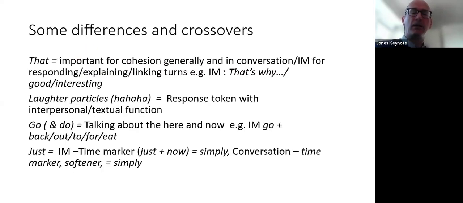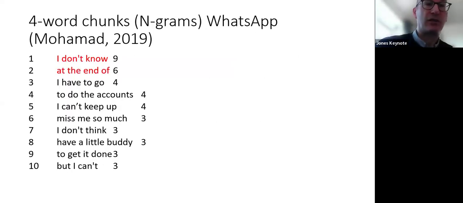Okay. If we move on to looking at the chunks in corpus terms, these are called n-grams. So if we search for the full word chunks in the WhatsApp data, we find there is a limited amount of data here, so there's not a massive amount of chunks. We can see that "I don't know" and "at the end of" are very frequent.